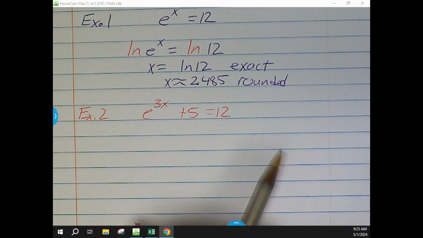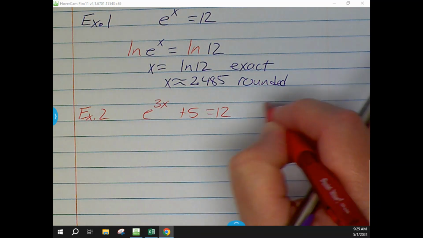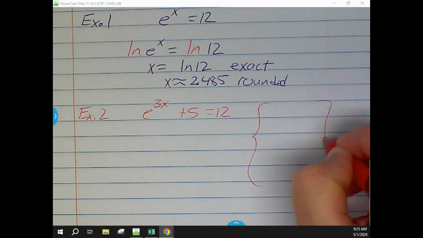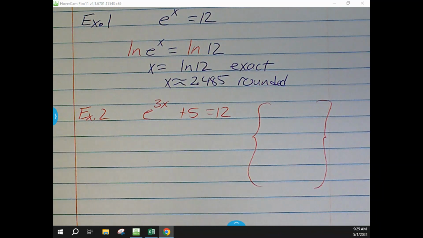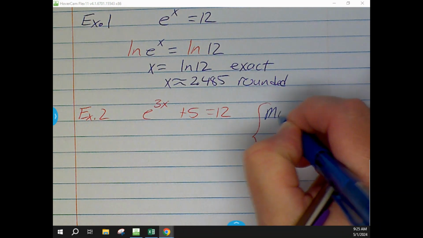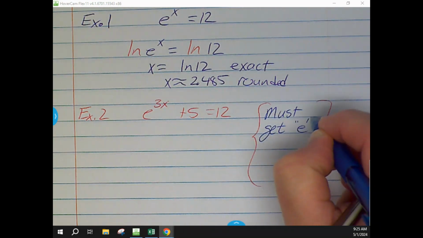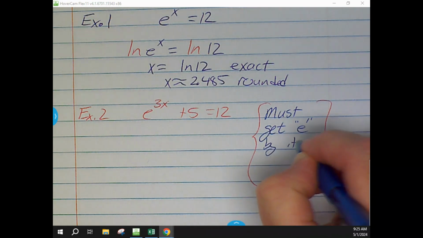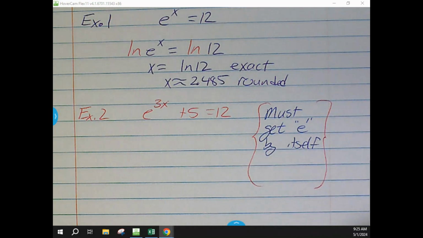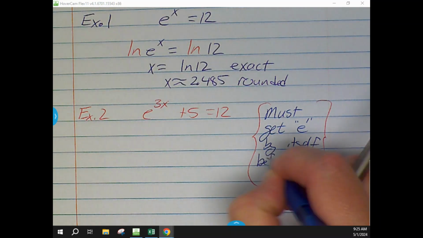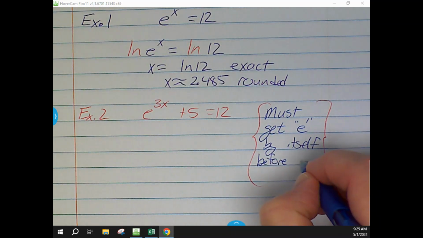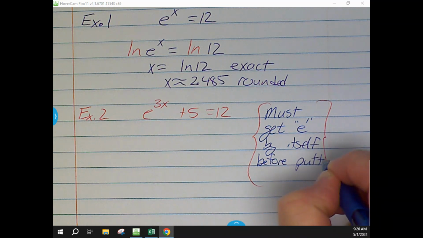For this one, basically here's what we've got to do. We've got to get the e term by itself before you can simplify. Before taking the ln.